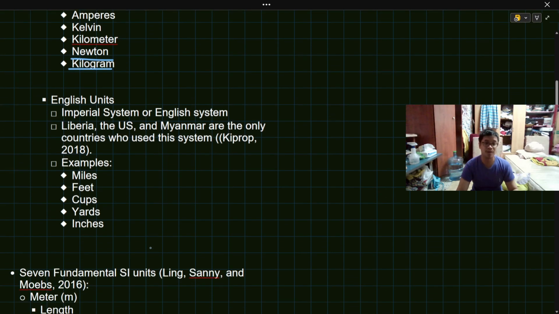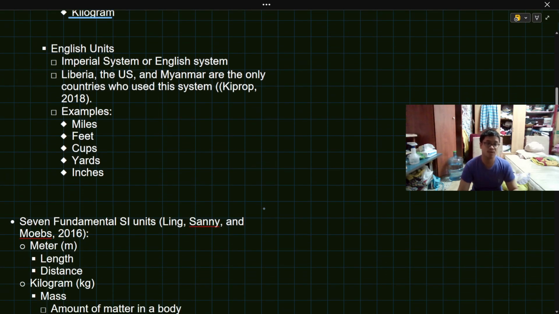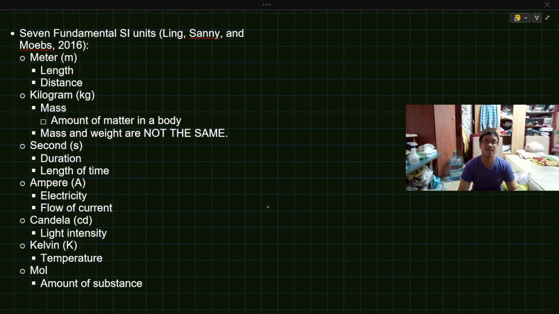So according to Ling, Sani, and Mobs from 2016, there are 7 basic SI units. One is the meter. Meter is used for length, for distance. Second is the kilogram. It tells you the mass. Mass is the amount of matter in a body. And let me tell you, mass and weight are not the same. They are never the same.